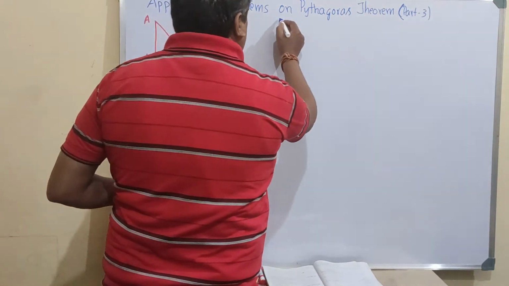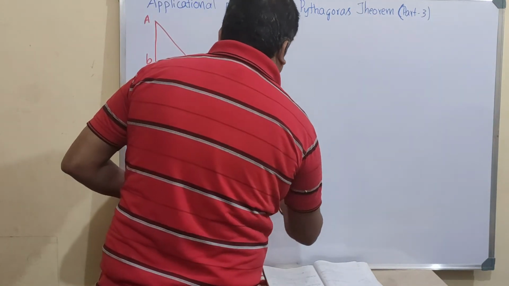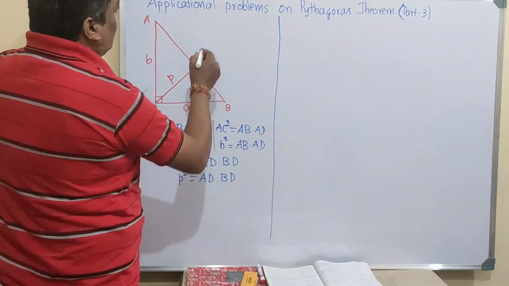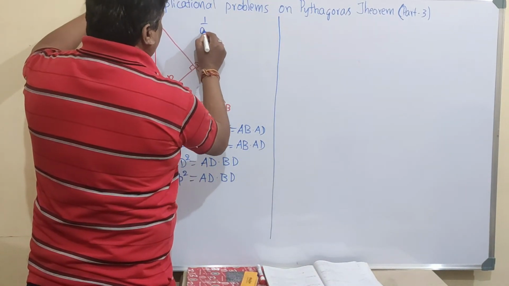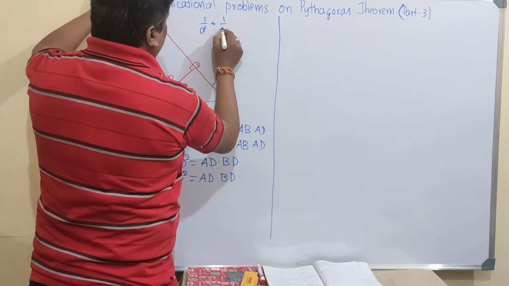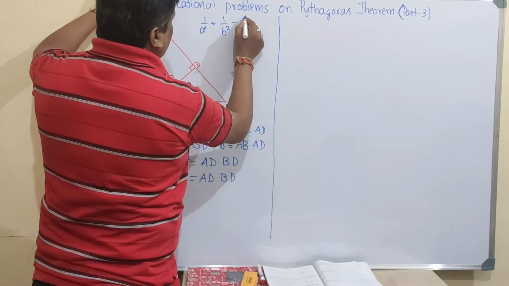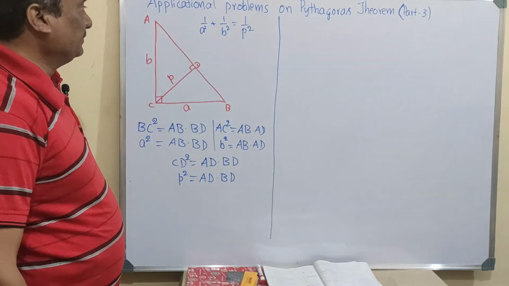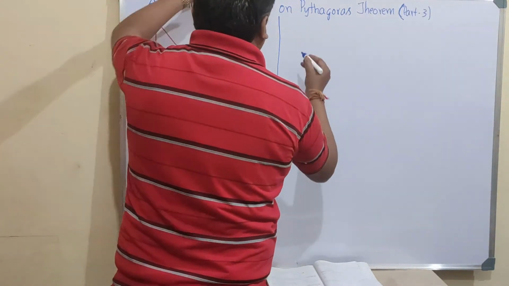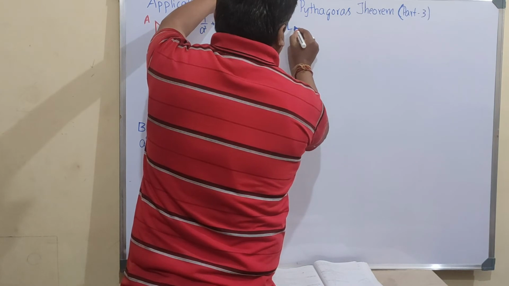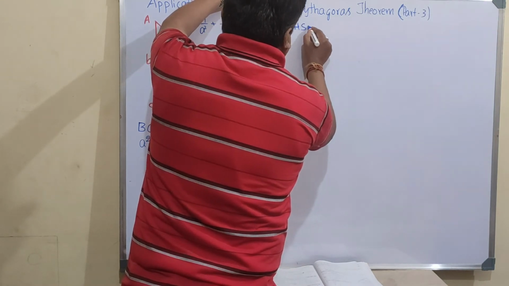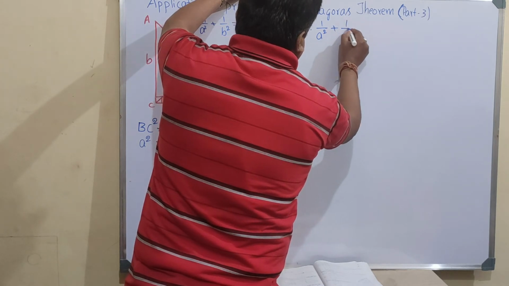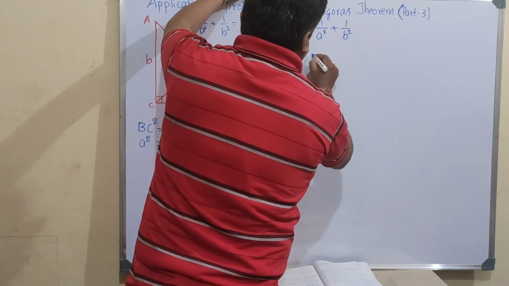Now let's move towards the proof part. So what do we want to prove? We want to prove 1 by A square plus 1 by B square is equal to 1 by P square. That's what we want to prove. Now let's take LHS, that is equal to 1 by A square plus 1 by B square.